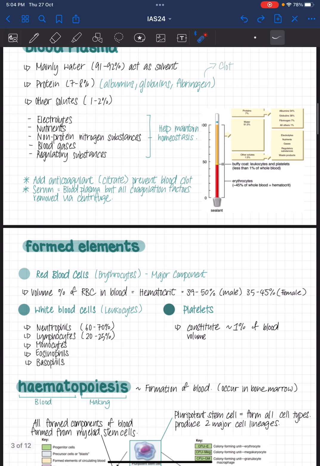Usually in blood tests, you just use the serum, which is just blood plasma but without the clotting factors, the coagulation factors. You can do that by either adding anticoagulants such as citrate, or you can just let it clot and then remove the blood clots via centrifuge.